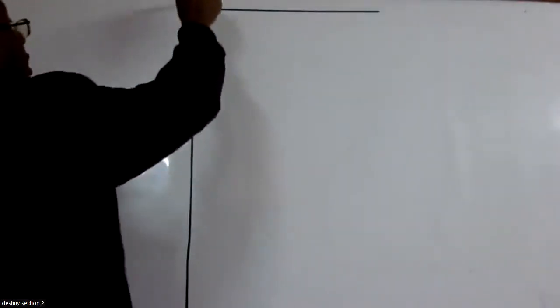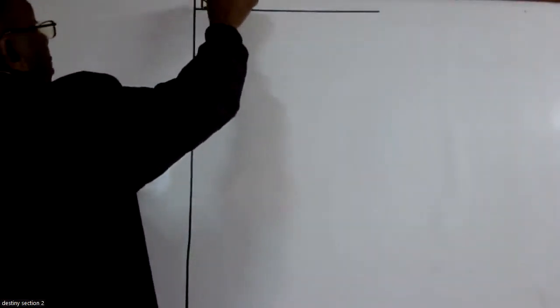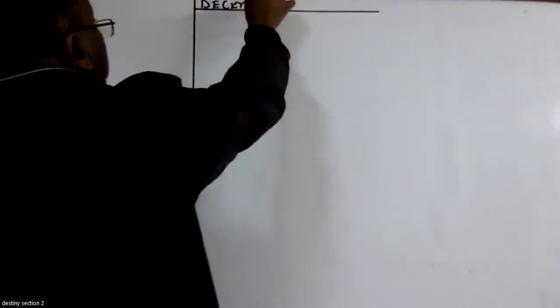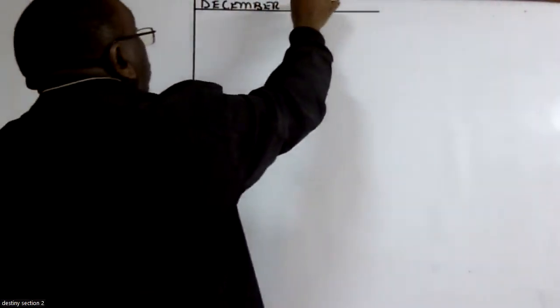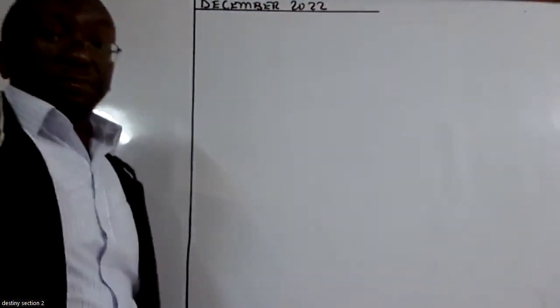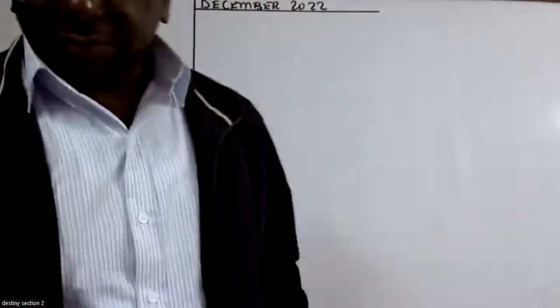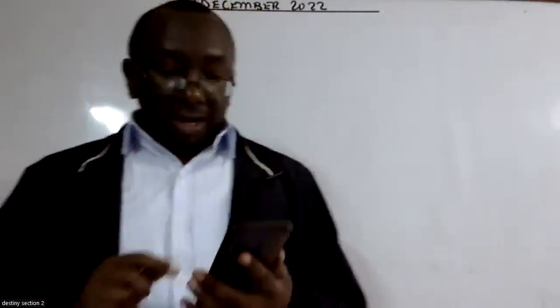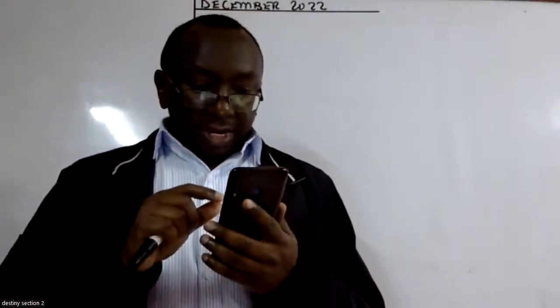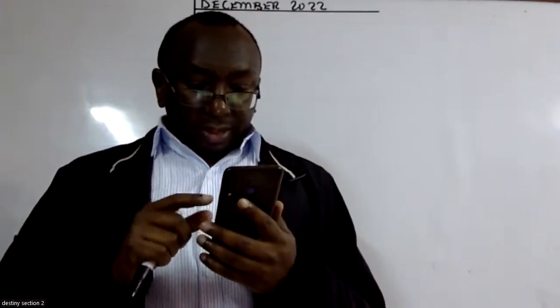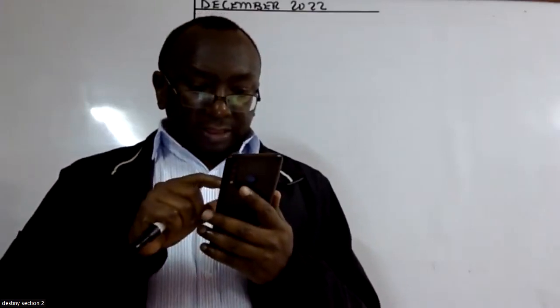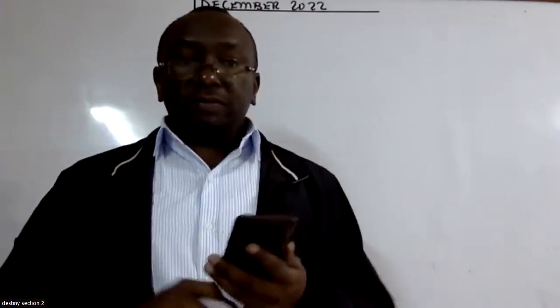So we have said we are looking at the paper of December 2022. The paper of December 2022. And in that paper, question 1A says: state 4 characteristics of a good measure of dispersion.